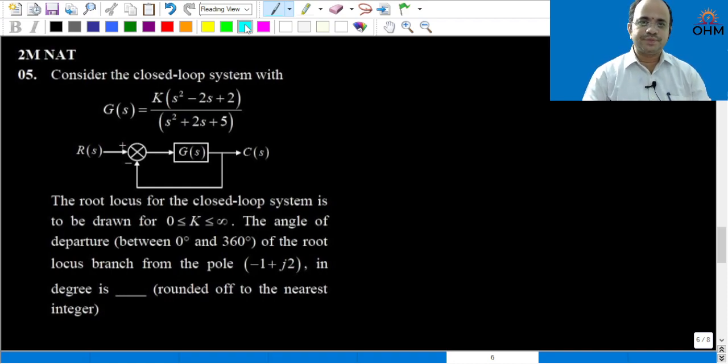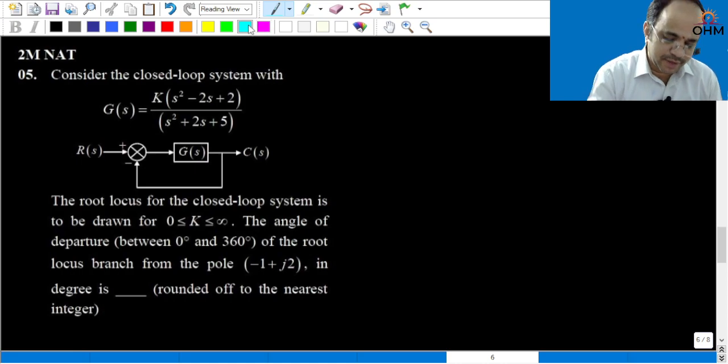Consider the closed loop system with G(s) equal to K into (s square minus 2s plus 2) divided by (s square plus 2s plus 5). The root locus for the closed loop system is to be drawn for 0 less than or equal to K less than or equal to infinity. The angle of departure, you have to take the value between 0 and 360 degrees. The angle of departure of the root locus branch from the pole -1 plus j2, in degrees.